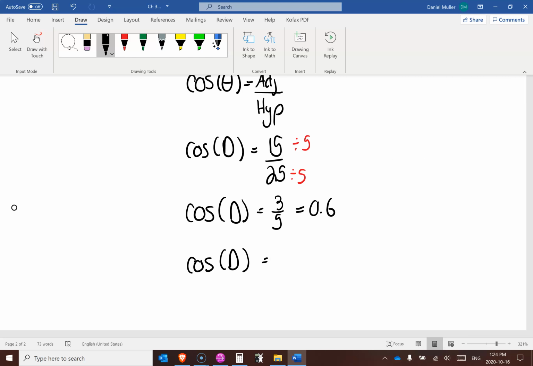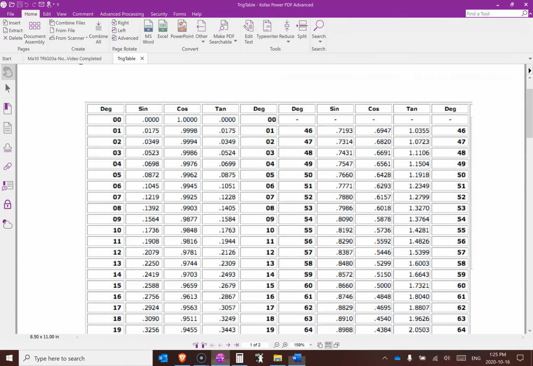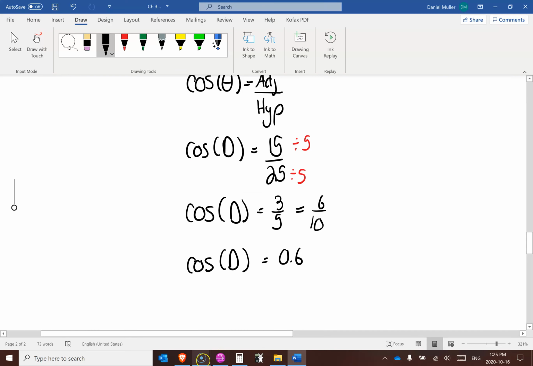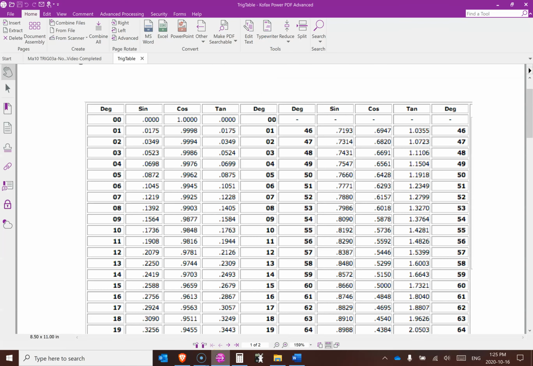If you divide by 5, you can get 3 over 5, which is the same thing as 6 over 10, which is the same thing as 0.6. So I'll write that down here, 0.6. Now, when you're trying to find the angle, the degree, when you're using cosine, you're going to have to use a table and work backwards.